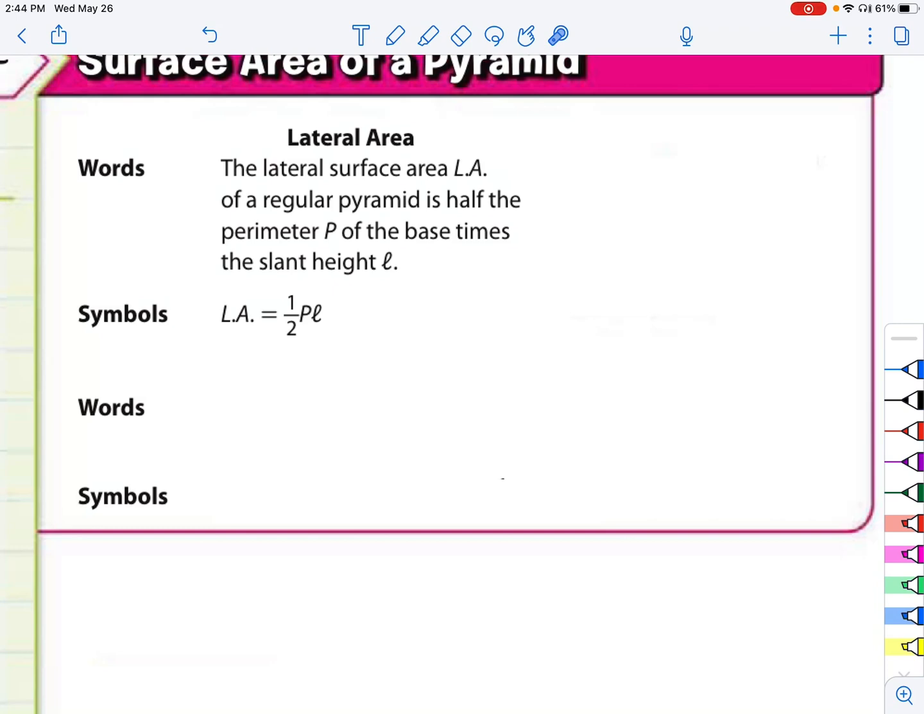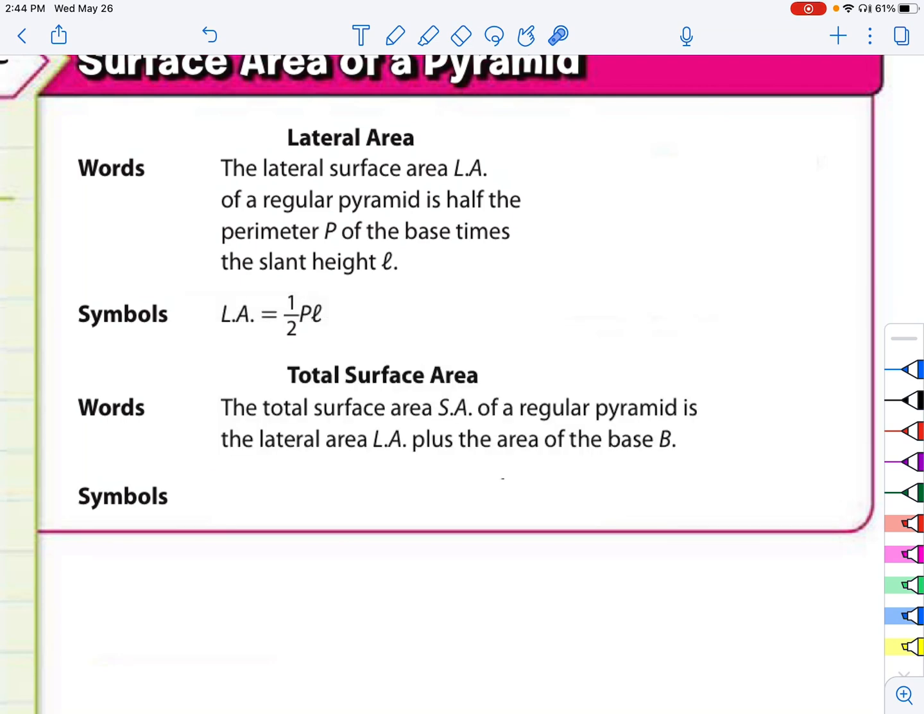And when you talk about that in words, this is how it looks like. So the total surface area, SA, of a regular pyramid is the lateral area, which is our LA right here, lateral surface area, plus the area of the base. Remember what big B stands for. Big B stands for the area of the base.